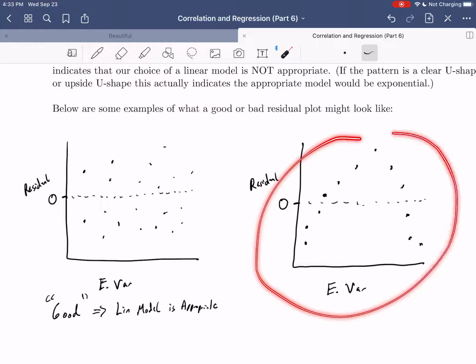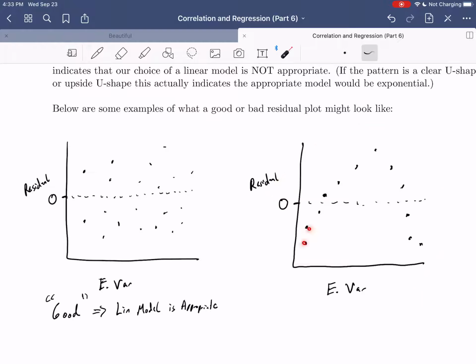If you see something like this, you'll notice that there's a strong sort of pattern. The residuals seem to go like that. It's like an upside down U shape. In this case, we would consider this sort of bad. And what this actually means is that the linear model is not appropriate.